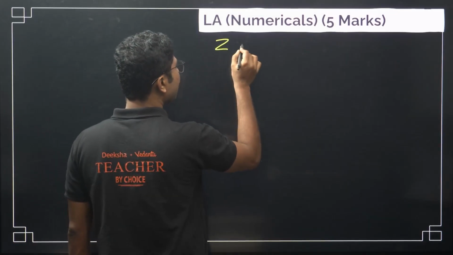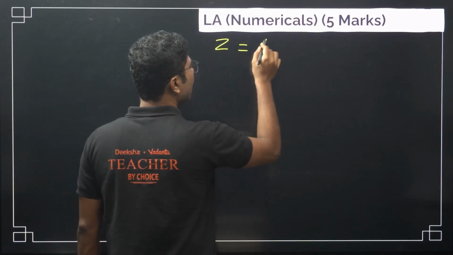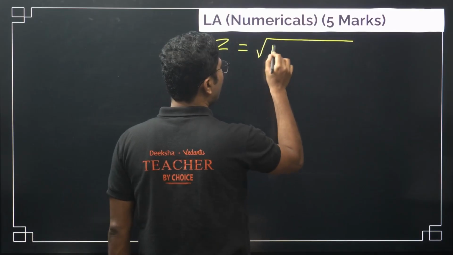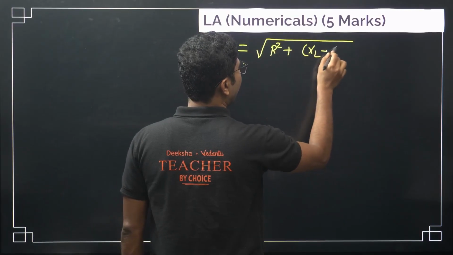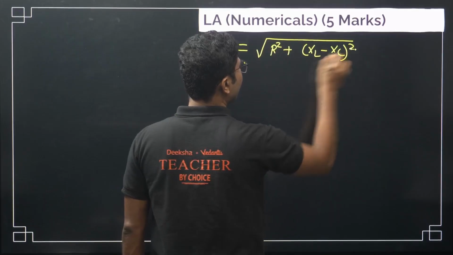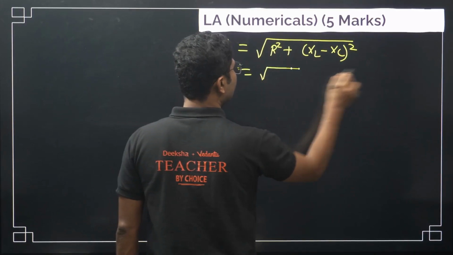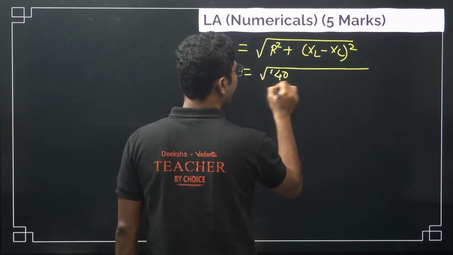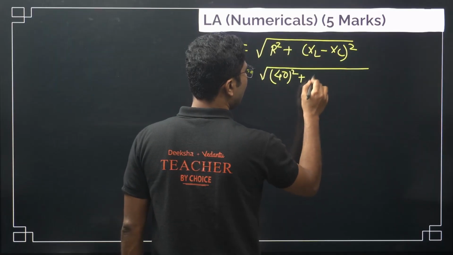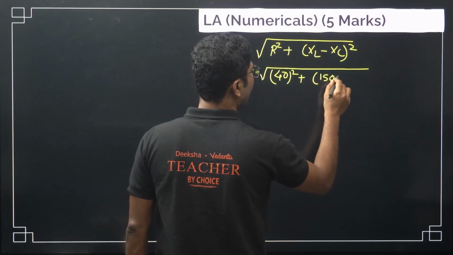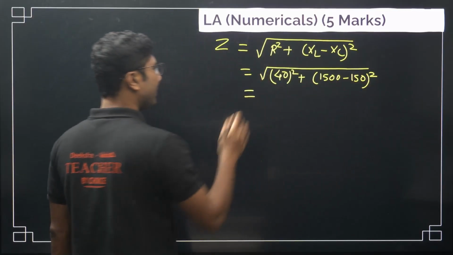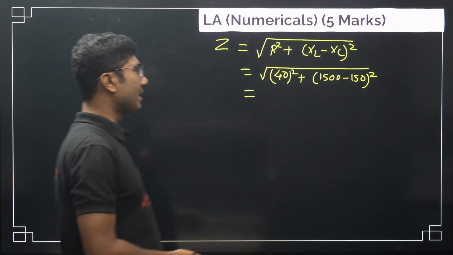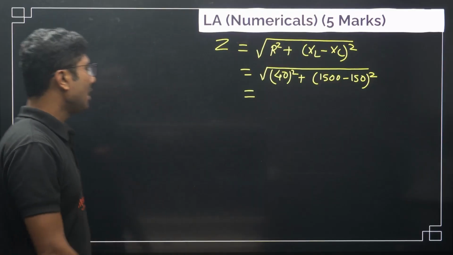So what is the impedance? The impedance will be the square root of R square plus XL minus XC whole square, where R is given as 40, so 40 square plus 1500 minus 150 whole square. You can calculate the impedance again using a calculator. You can calculate the impedance, not much difficulty.